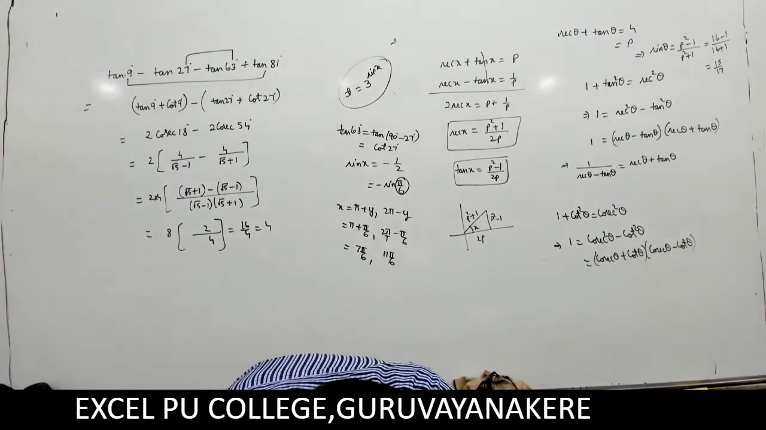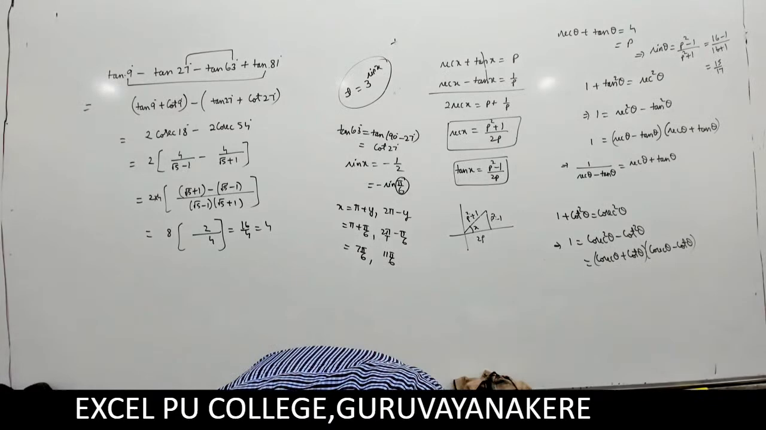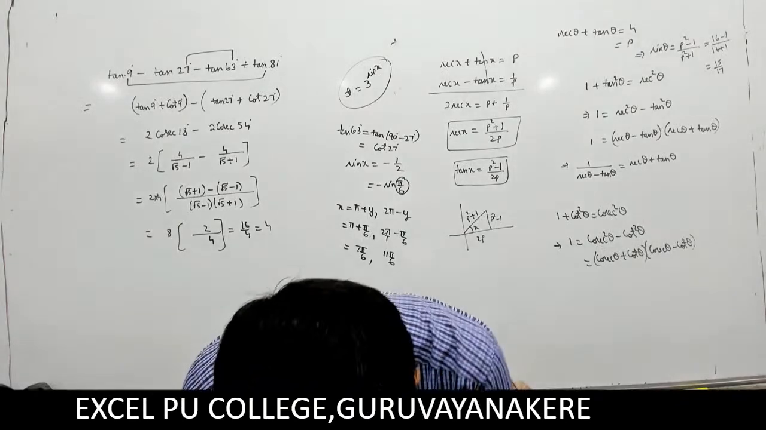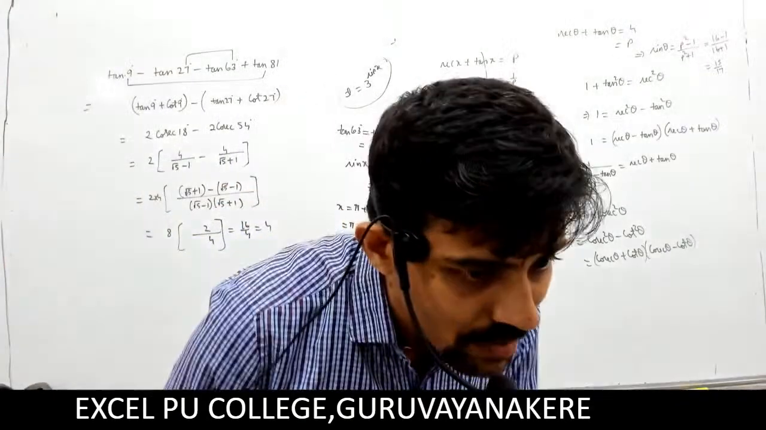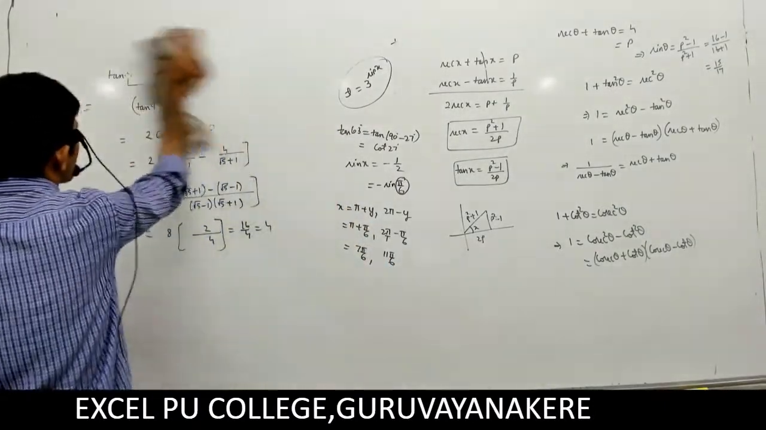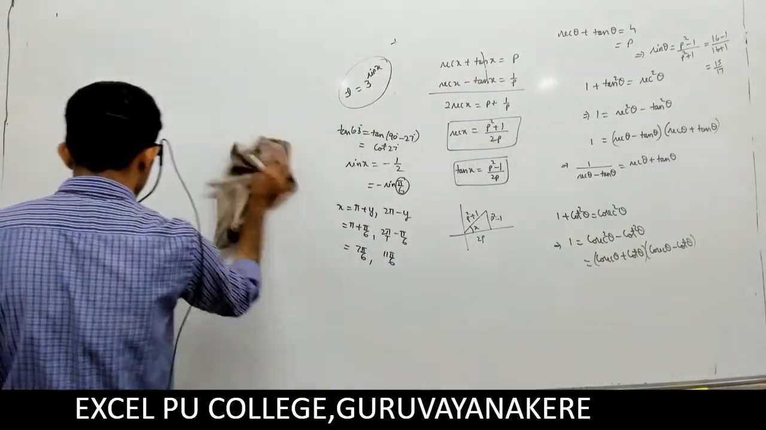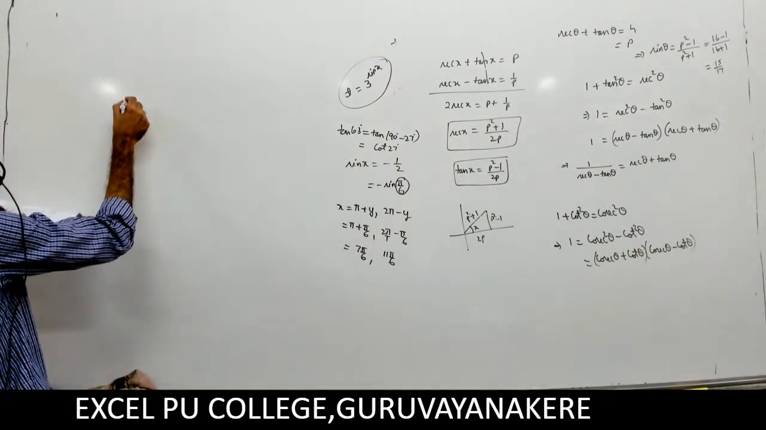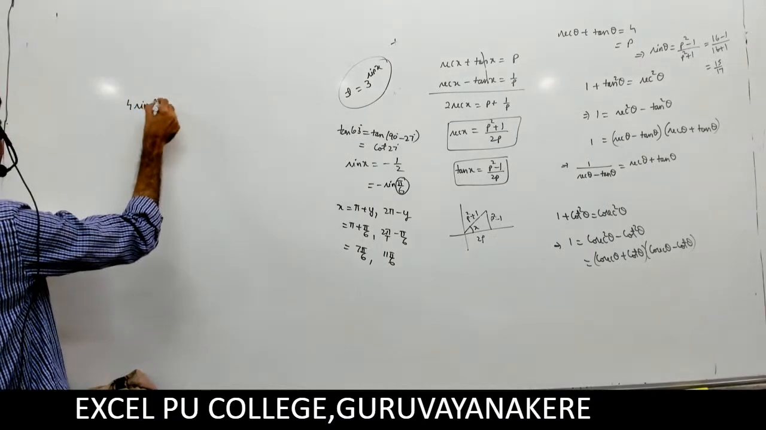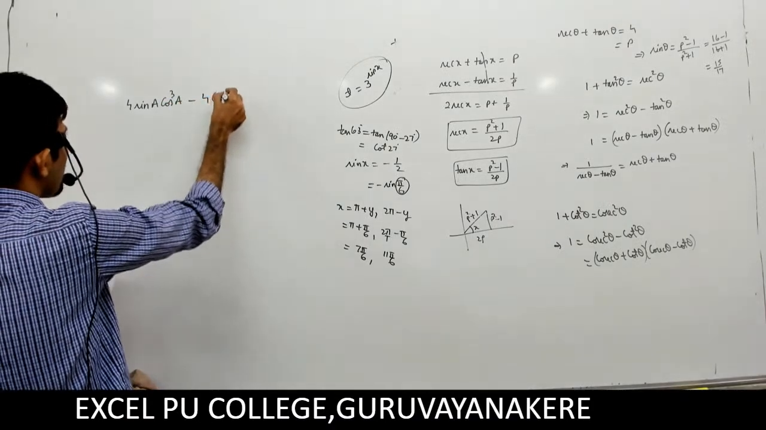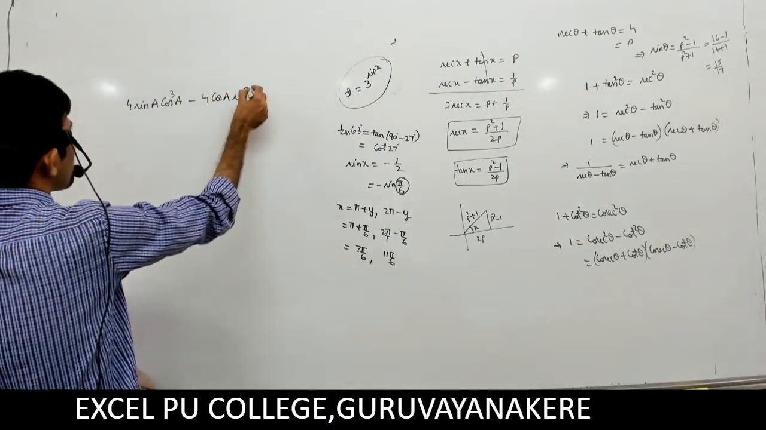30th one: the value of 4 sin A cos cube A minus 4 cos A sin cube A. To find this, simplify it. Few more questions, we will complete it fast in the next 10 minutes. 4 sin A into cos cube A minus 4 cos A into sin cube A.